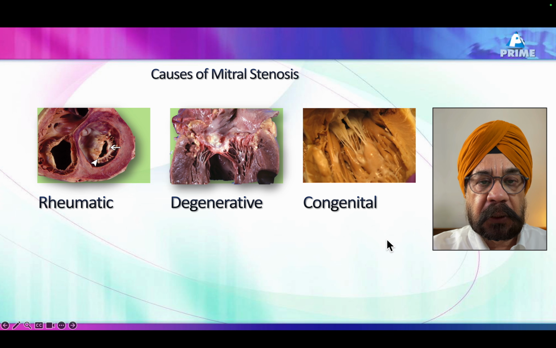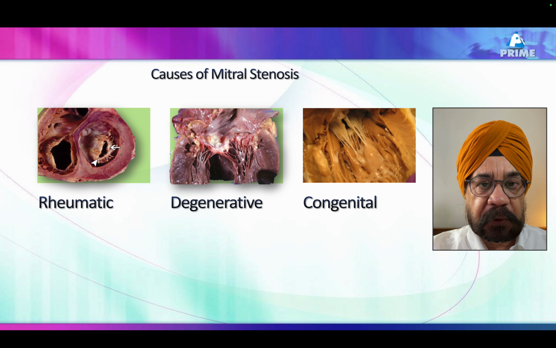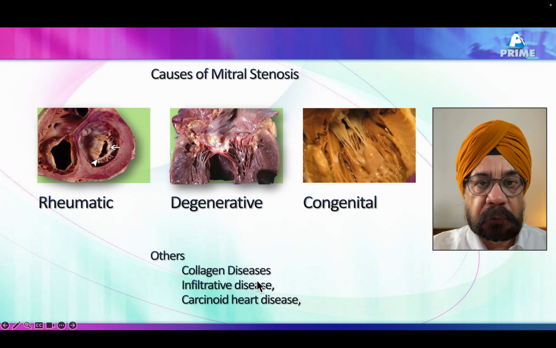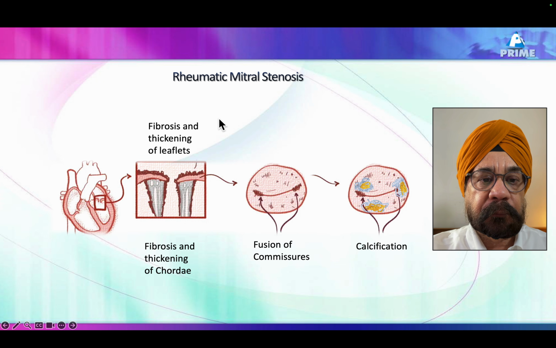Then we have congenital mitral stenosis of various types, parachute mitral valve, arcade mitral valve, which I have discussed in another video on my YouTube channel. You can search that. And then there are uncommon causes which produce a mild mitral stenosis, usually not severe. Those are other collagen disorders, infiltrative disorders, and even carcinoid, rarely.